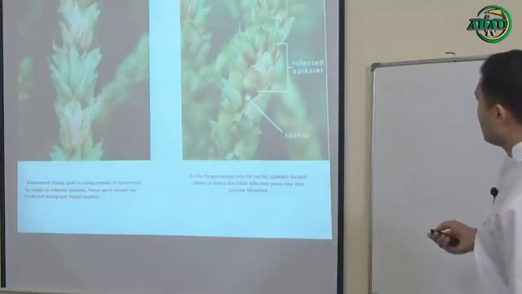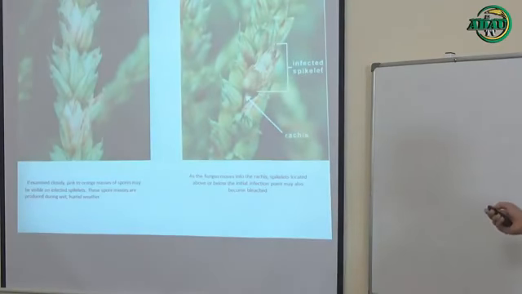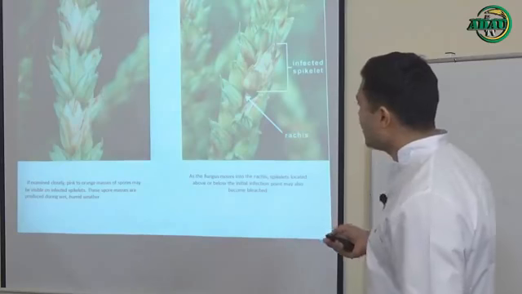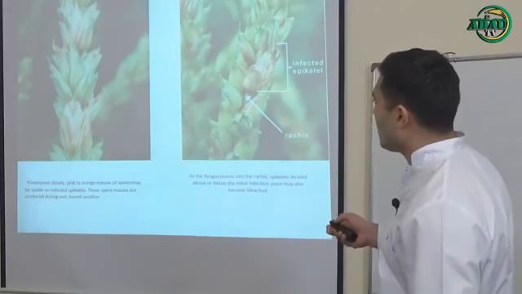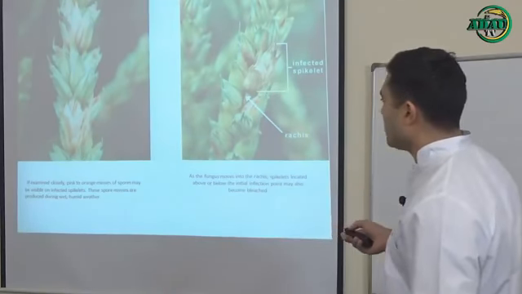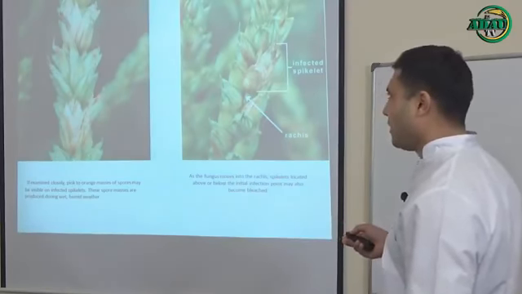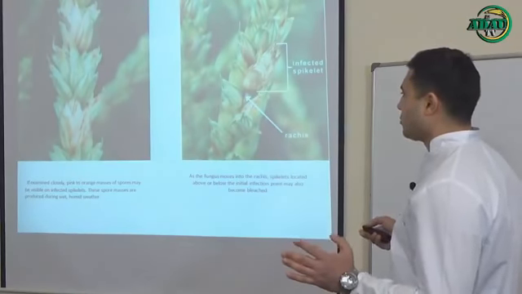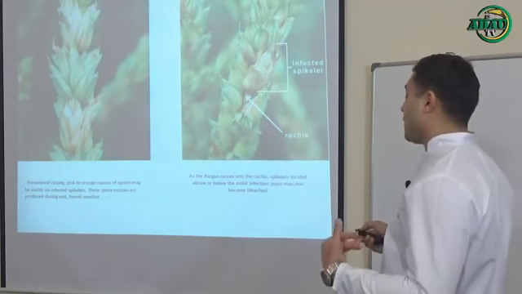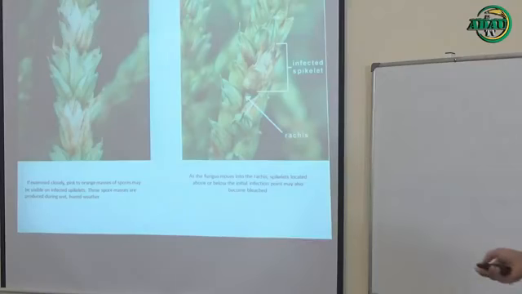As you can see here, infected spikelets and ridges in this part, and also here. You can see pink color or sometimes an orange mass of spores that may be visible on infected spikelets. These spore masses are produced during wet, humid weather conditions. If the weather conditions are favorable, spores are produced and spread. Also, as the fungus moves into the ridges, spikelets located above or below the initial infection point may also become blotched.